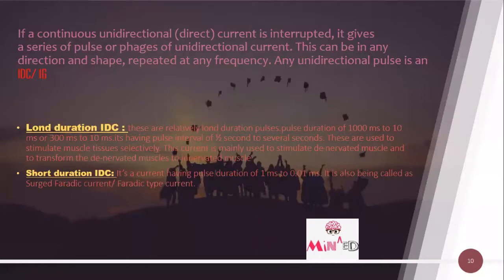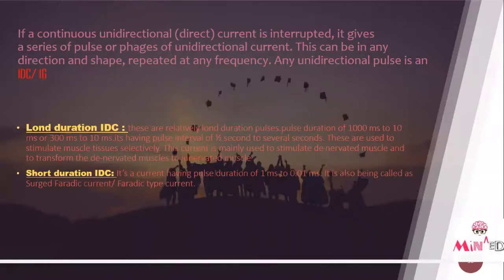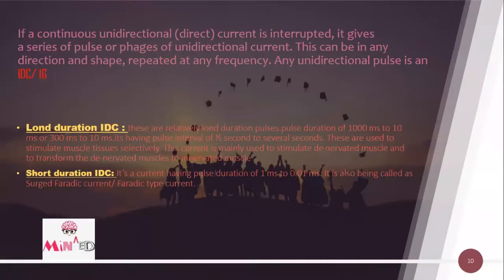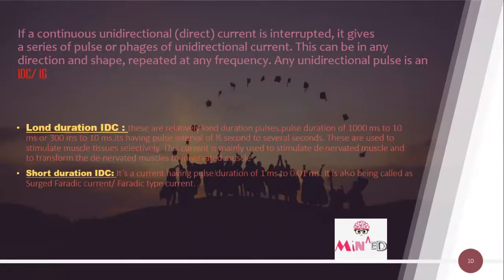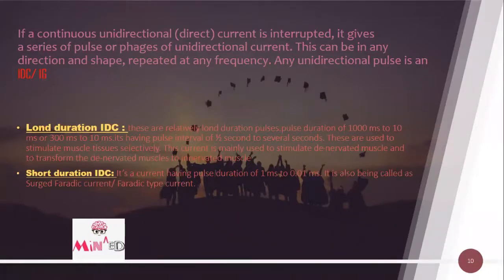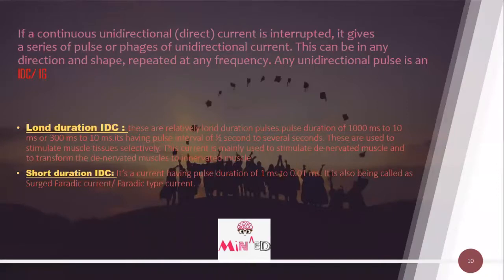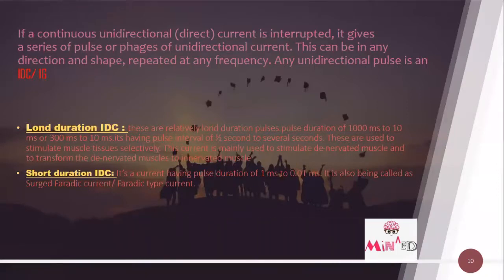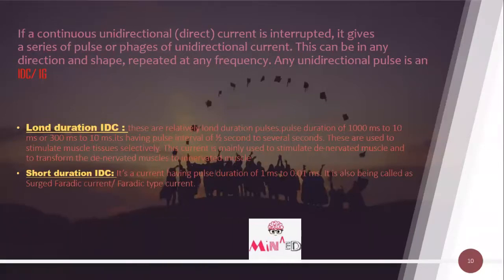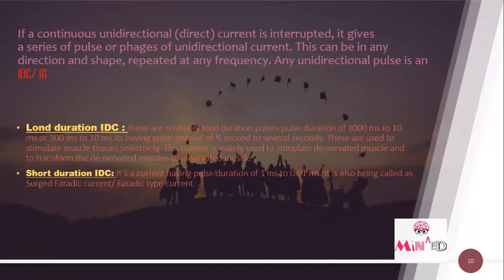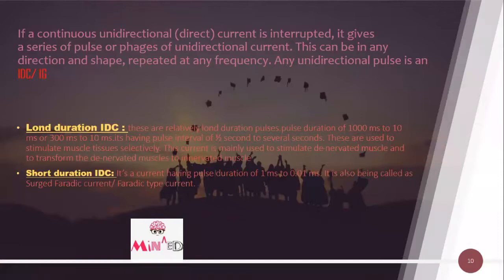Okay. There are two types of IDC, interrupted direct current or interrupted galvanic current: long duration and short duration. Long duration means the duration is high, from 10 ms to 300 ms or 1000 ms, and short duration current is from 1 ms to 0.01 ms, which is also called surge Faradic current or Faradic type current. In the Faradic type current, as I have also mentioned, the duration is low, from 1 ms to 0.01 ms.